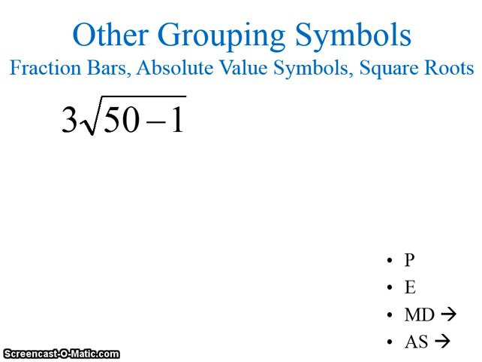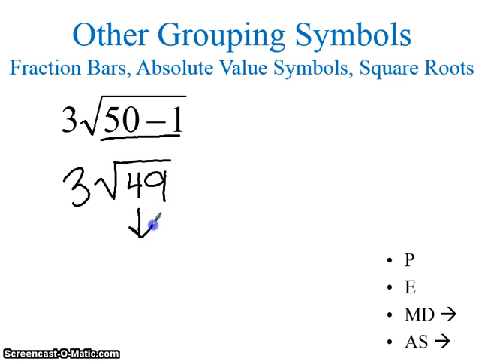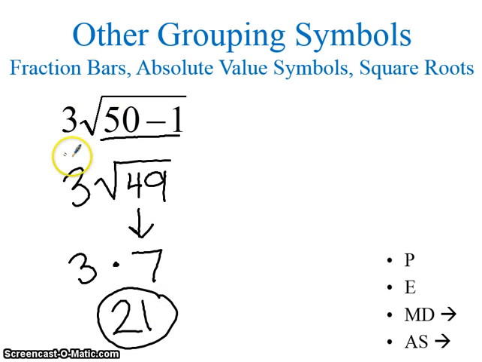Let's do one more example before we go to the next video. If you see a square root symbol, it is part of a grouping symbol in the parentheses. So we have to do what's inside first. 50 minus 1 is 49. So we have 3 times the square root of 49. Well, we know that the 49 is a perfect square and its square root equals 7. So we have 3 times 7, which is 21. So this expression has a value of 21.